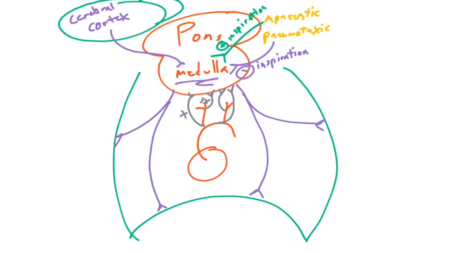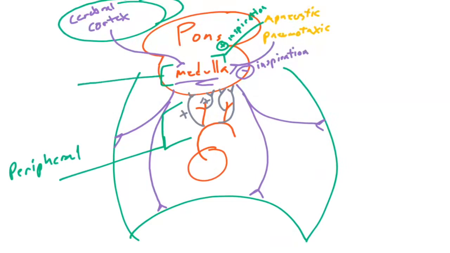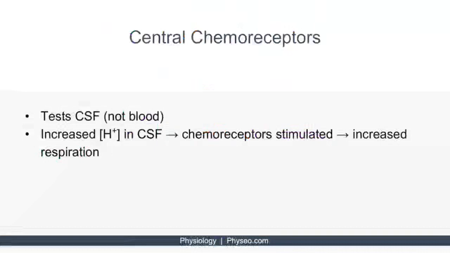Now the medulla itself contains what are called the central chemoreceptors. These are located in the ventral part. So we'll say right here is the peripheral chemoreceptors, and right here are the central chemoreceptors. So let's first talk about central chemoreceptors. Now the central chemoreceptors in the medulla, as we mentioned, test the CSF. It does not test the blood. And it's stimulated by increased acid concentration in the cerebral spinal fluid.